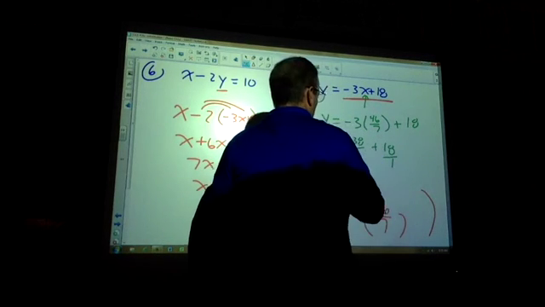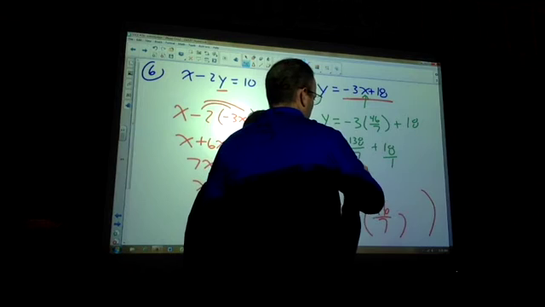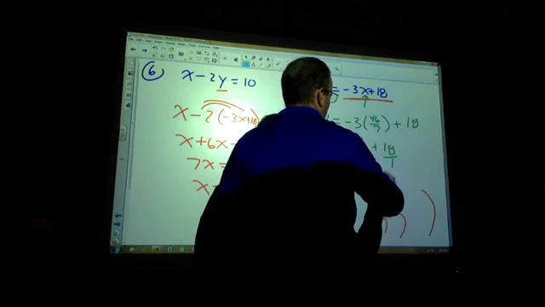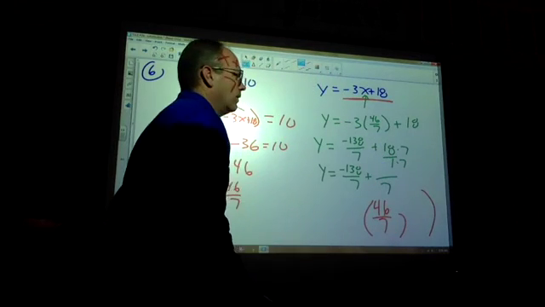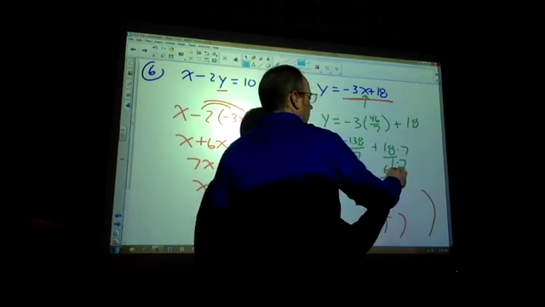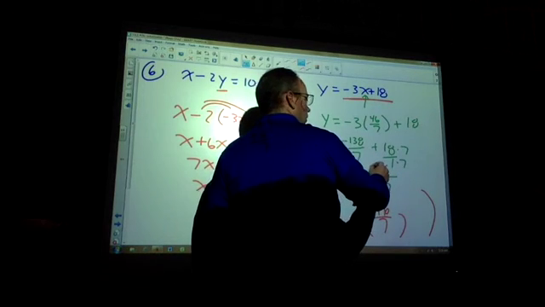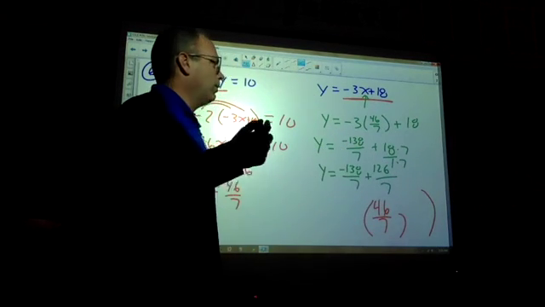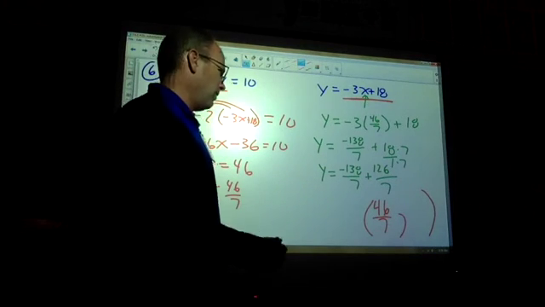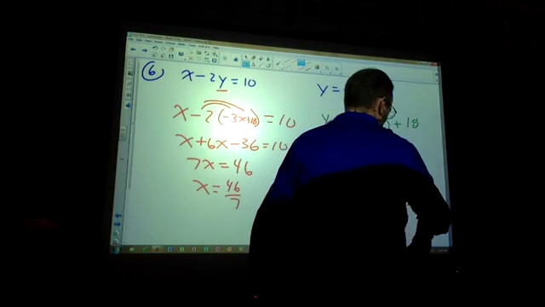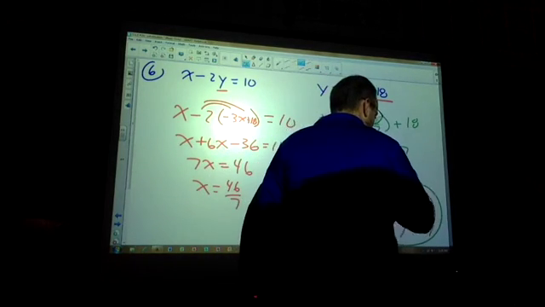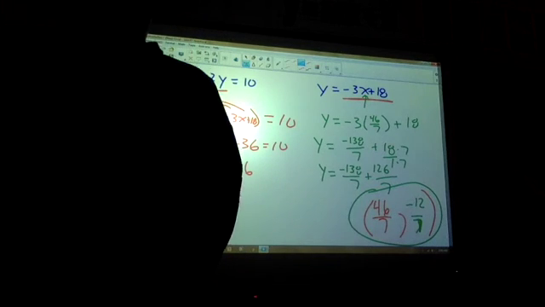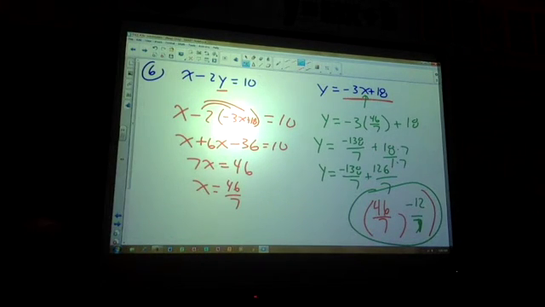All right, put that over 1. So I get y equals negative 138 over 7 plus, I multiply that by 7 over 7. What's 7 times 18? 126. So negative 138 plus 126 is negative 12. Oh my gosh, I get negative 12 over 7 for my y value. I will tell you this, that would have been an ugly one to graph. You wouldn't have found that point real easily. And that's, again, why substitution works well.